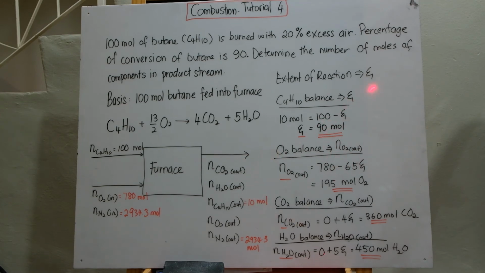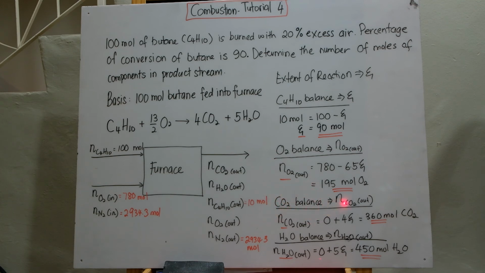Okay, so using this information, I'll calculate the other unknowns. For the O2 balance, I'll get the number of O2 out. I do not know O2 out. O2 out equals the O2 that goes in from the air, minus, because it's a reaction, 6.5 times my extent of reaction. So I'll obtain the O2 balance equal to 195 mole of O2 here.